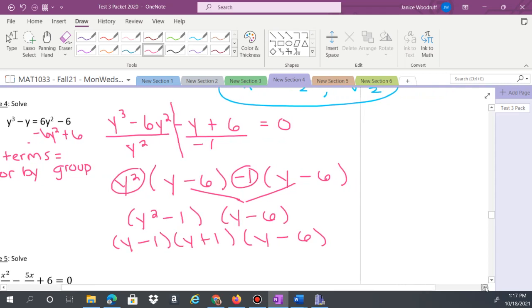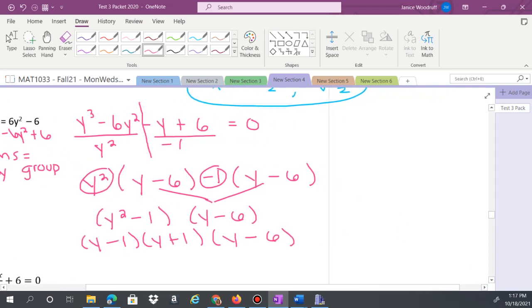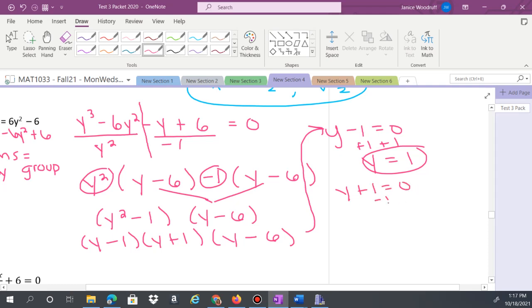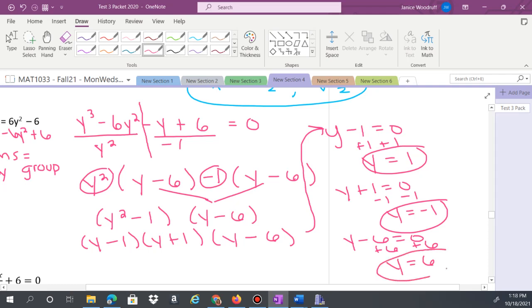And then I'm going to take each factor and I'm going to set it equal to 0. And once you guys get the hang of this, you kind of see it just as the opposite. So y minus 1 equals 0. I'll add 1 to both sides. 0 plus 1 gives me 1. So I get y equals 1. Then y plus 1 equals 0. If I subtract 1, that's going to give me y equals negative 1. And then y minus 6 equals 0. I'm going to add 6. 0 plus 6 gives me 6. So I have 3 solutions here. 1, negative 1, and 6.